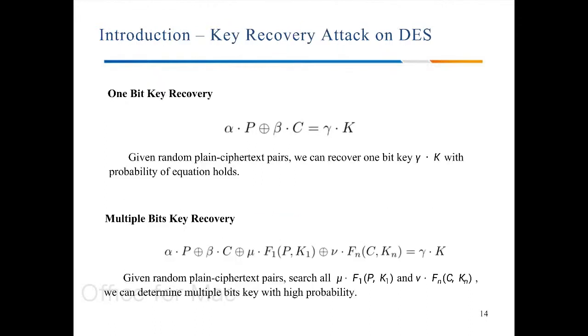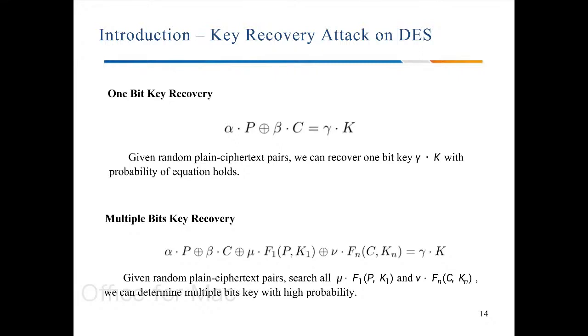Based on the linear approximate equation, we can achieve two key recovery attacks, 1-bit key recovery and multiple-bit key recovery. The approximate equation in 1-bit key recovery only contains elements of plaintext, ciphertext, and key. So if the probability that the equation holds has a big bias from 0.5, given plaintext-ciphertext pairs, we can recover the 1-bit key, 0 or 1, with a high success rate.